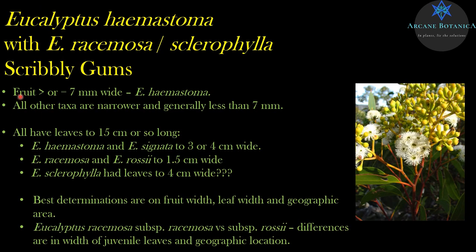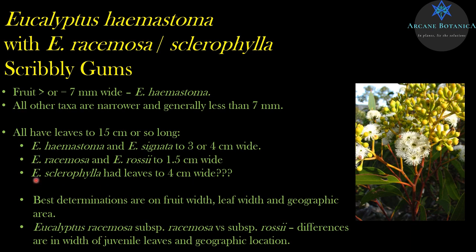So remember, the fruit greater than or equal to 7 mil wide, that's got to be hemostoma, or all other taxa are narrower and generally less than 7 mil. All have adult leaves to 15 centimeters long or so. Hemostoma and signata to 4 centimeters wide. Racemosa and rossii, I've seen descriptions to 1.5 centimeters wide. You can sometimes look at a scribbly gum canopy and the leaves look really narrow. You've got to start to think it's racemosa or rossii when you get those narrow leaves.